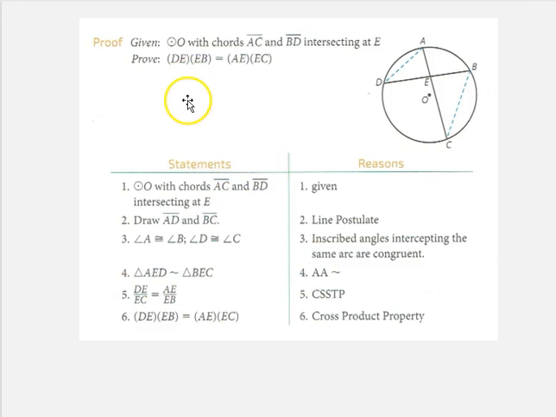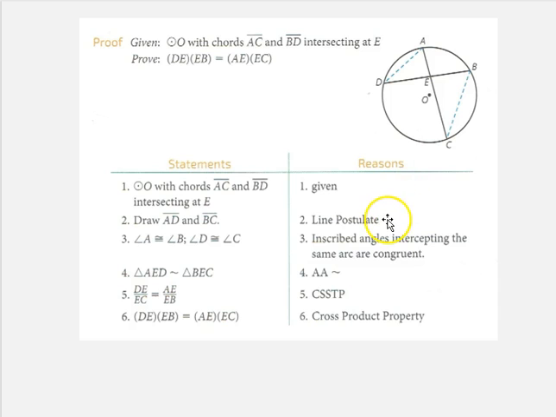Let's take a look at the proof that they have in your text. This is the same type of situation we had in the last circle. You can see that they've drawn lines to form triangles, and this is how we're going to prove that the products of the segments of the chords are equal to each other. They state, first of all, that circle O has a chord AC and a chord BD, and they intersect at E. Then we're going to draw lines AD and BC.